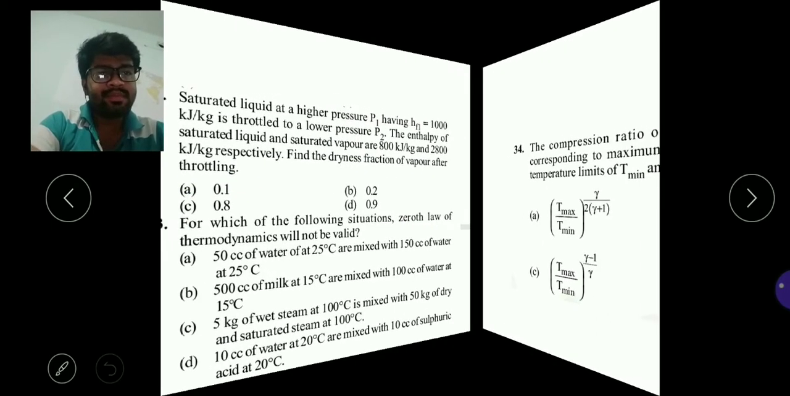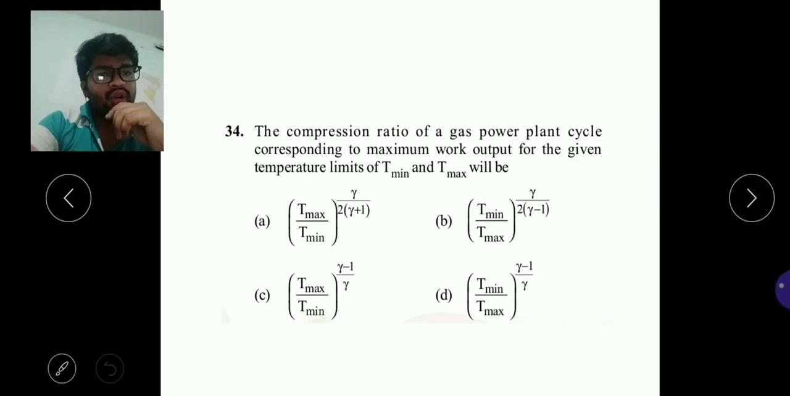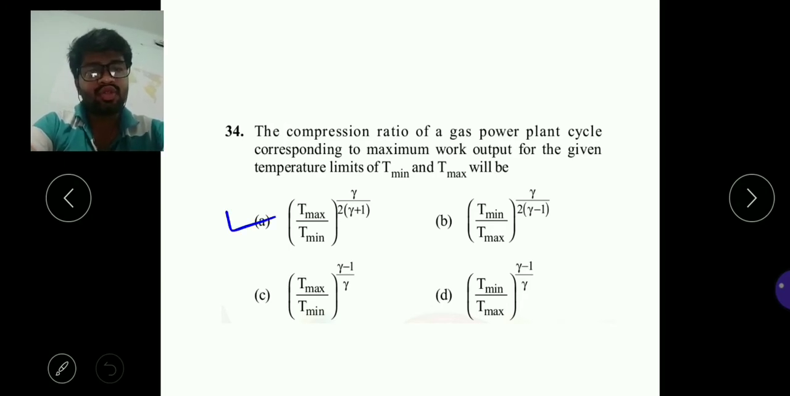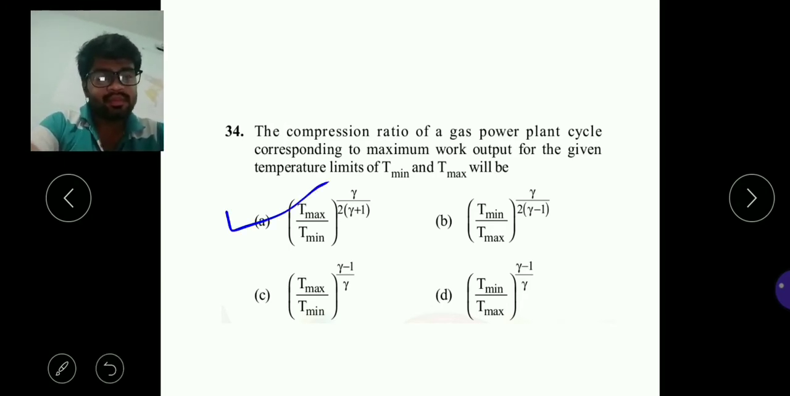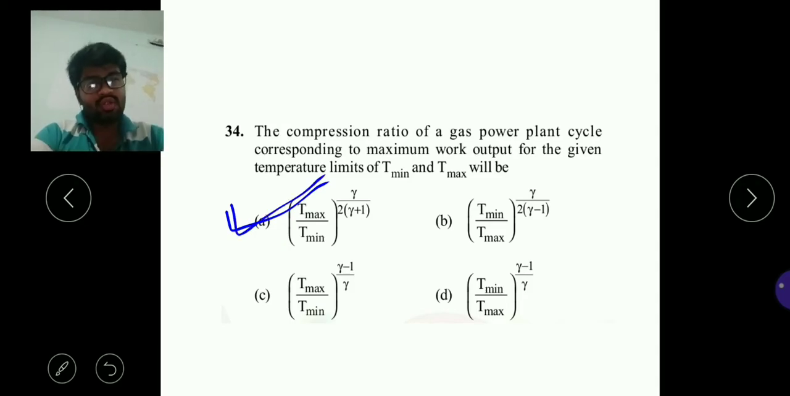Moving next. The compression ratio of a gas power plant corresponding to maximum work output, for the given temperature limits T minimum and T maximum. What will be the relation? You have to remember, if you have gone through the gas power plant cycle, you know that for maximum work output it is T max by T minimum, whole to the power gamma by 2 into gamma plus 1. So option A will be the correct one. Keep remembering it, and if you can derive it, then that will be okay also. So this will be the correct one.